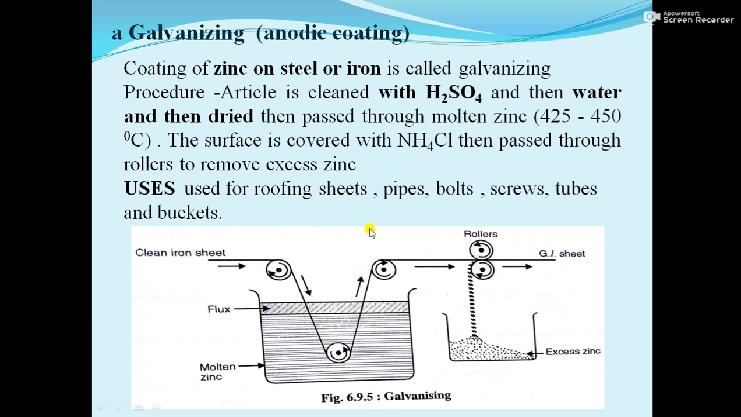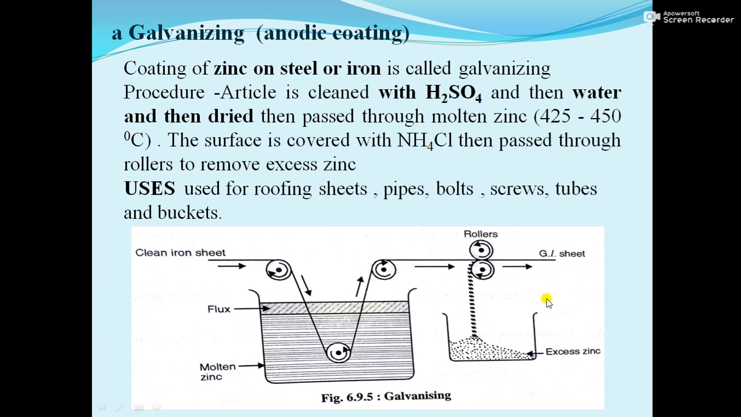How is it done? The article is cleaned first with H2SO4, then with water, and then it is dried, and then it is passed through molten zinc at 425 to 450 degrees centigrade. Then it is passed through the flux. Ammonium chloride flux cleans the metal surface before coating for better adhesion and prevents oxidation. It is then passed through a pair of hot rollers to remove the excess zinc, and finally a thin layer of coating is formed.